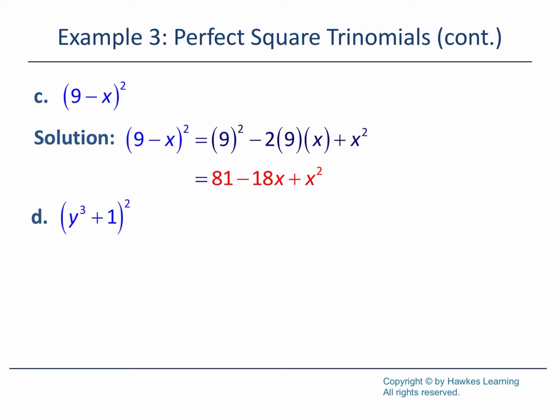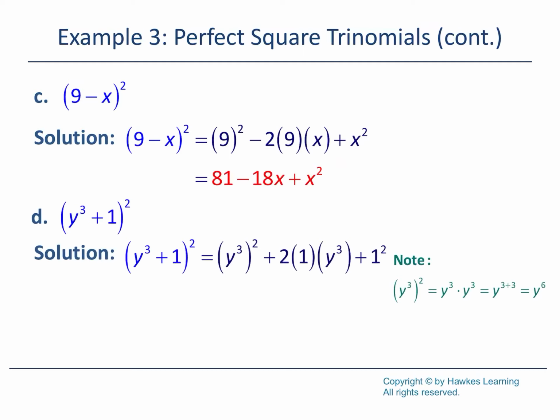Okay, I hope you were able to do the problem. Here's the solution. We have the y cubed squared, right? There's the y cubed squared. And then we have 2 times 1 times y cubed. And then we have y squared. Now y cubed squared, remember, is y to the 6th. We already did one like that earlier today. So that's what it simplifies to be.